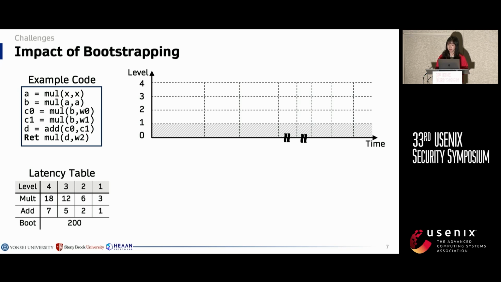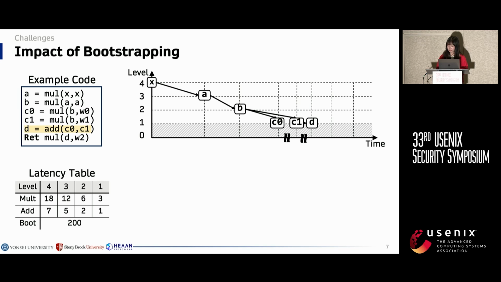Assume the maximum level is 4, and operations cannot proceed if the level drops below 1. The first multiplication produces the result A, dropping the level of x from 4 to 3. The second multiplication produces the result B, dropping the level of A from 3 to 2. To multiply B by the weight data, W0 and W1, the levels of C0 and C1 are dropped from 2 to 1.